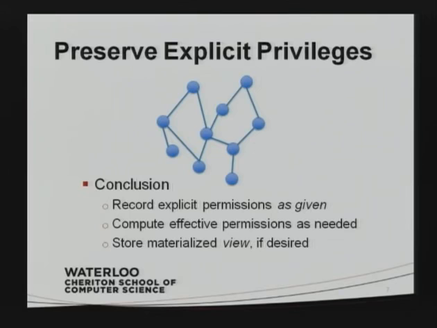Instead, we should record the explicit permissions and the explicit hierarchy, and then we compute at runtime the effective permissions using the inheritance through the hierarchies. Okay? If you, for some reason, don't want to do all that computation all the time, then you can use something like a materialized view. You can compute the effective permissions and then choose to store that. But remember that you are storing a view of what the data looks like, and therefore if you update the original data, you have to adjust your view to reflect the updated data.